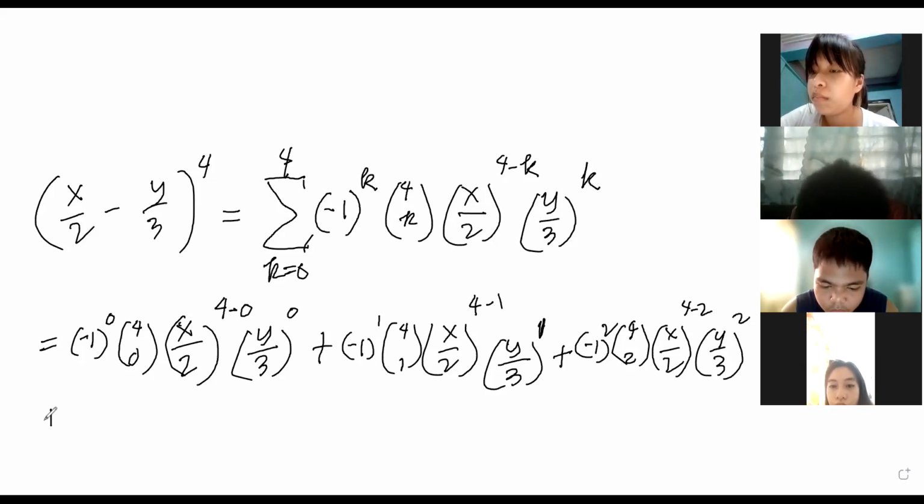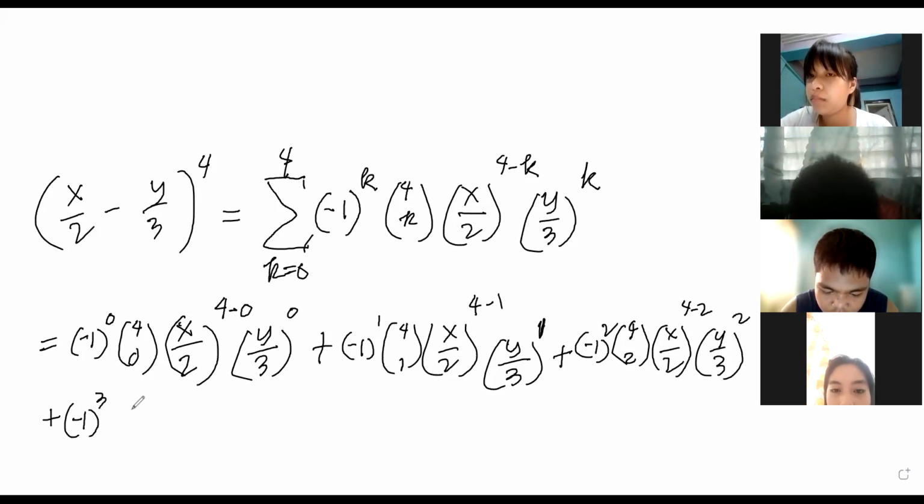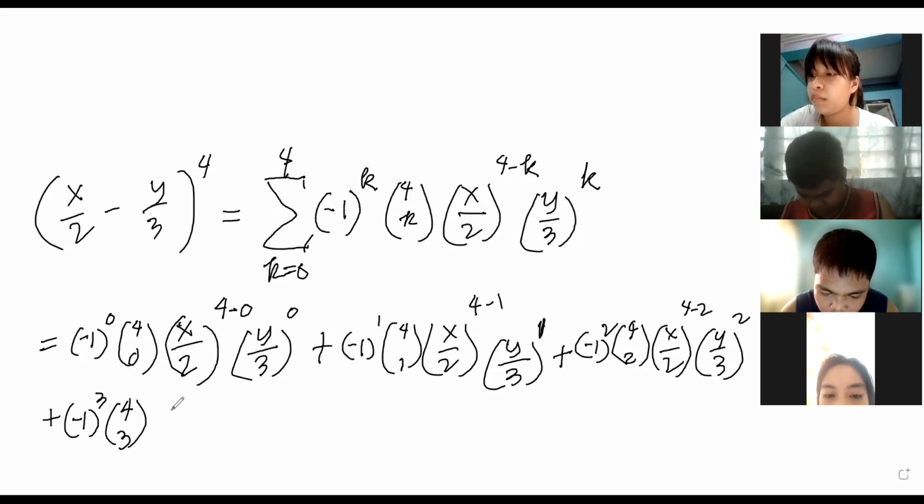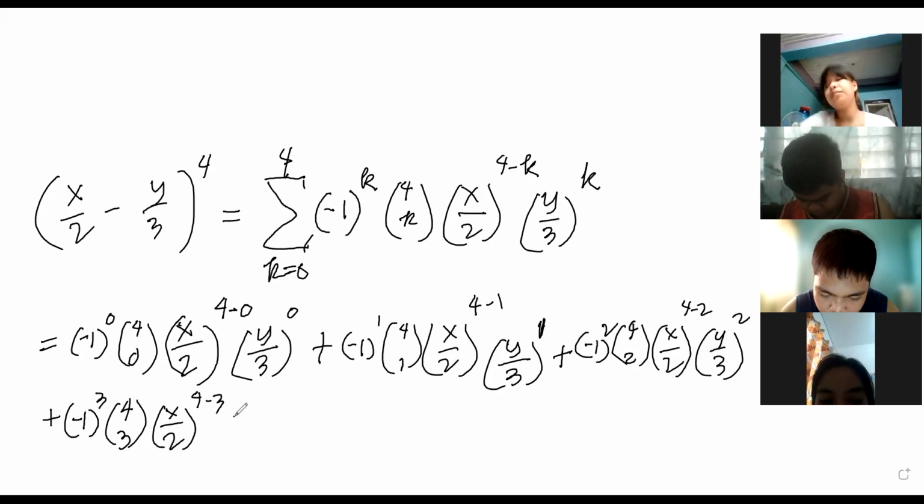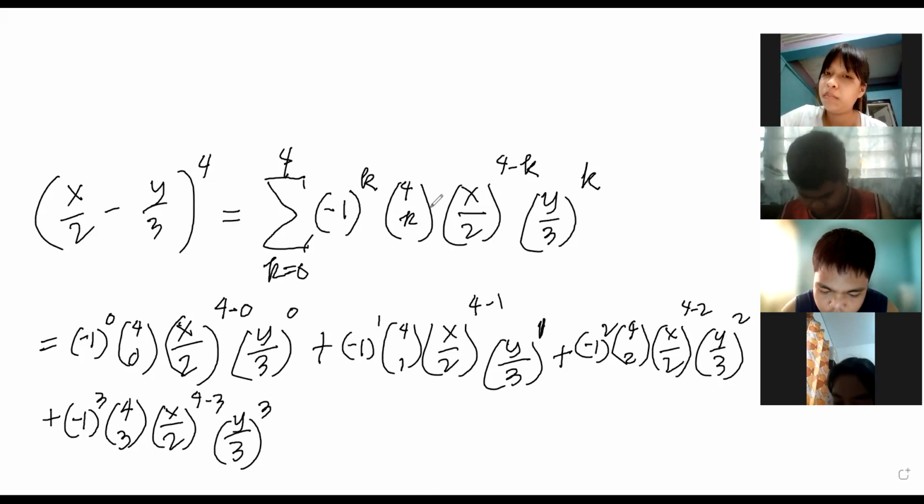Next term. Negative 1 to the power of 3. Correct. Then 4 taken 3. Okay. x over 2 to the power of 4 minus 3. Very good. Correct. Times y over 3 to the power of 3. Very good. You just change all k here into 3, right? Pareha nga forma na gihapon.